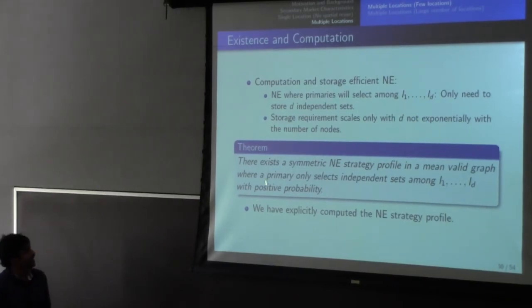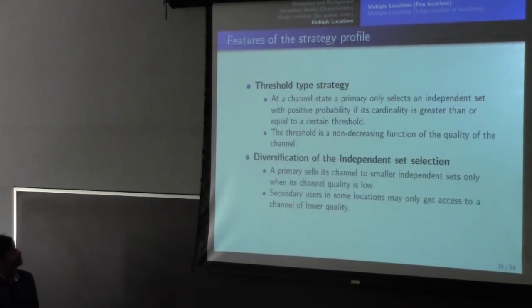And the result is, okay, is there an NE or something like that? Yes, there exists a symmetric NE strategy profile in a mean valid graph where a primary only selects independent sets among I1 to ID with positive probability. Again, we have explicitly computed this NE strategy profile.